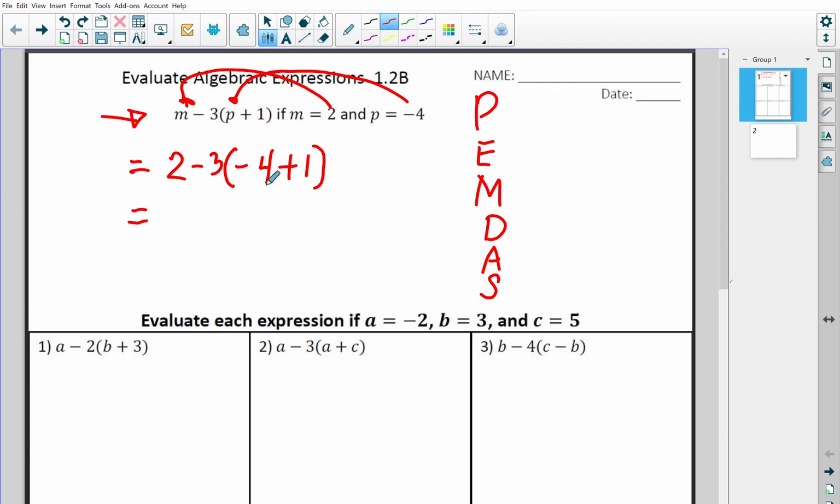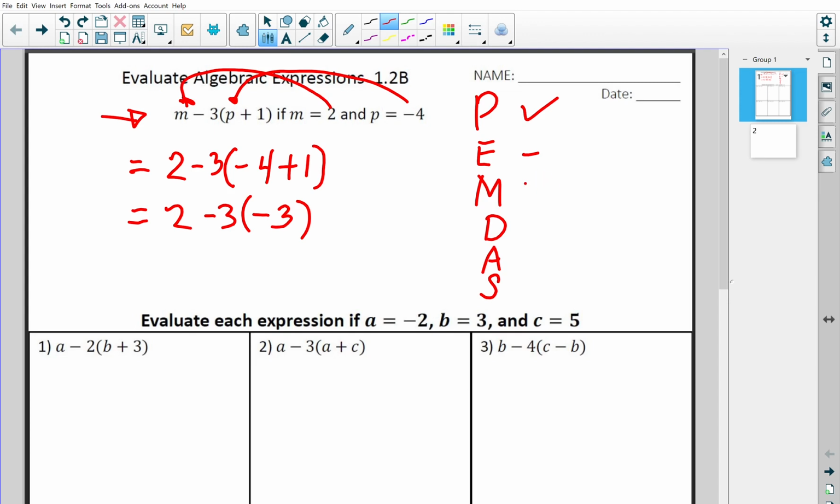Here we see we have a parenthesis, so we do that first. Whatever is inside, we perform the operation. So you have negative 4 plus 1, which is negative 3. With the rest, we just finished PEMDAS, the parentheses. There's no exponent, so we skip that one, and now we perform multiplication.